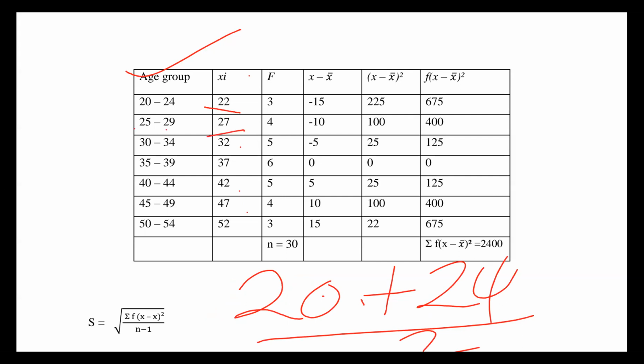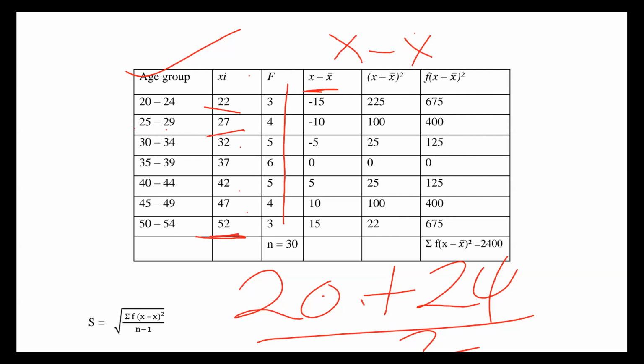And lastly, 50 plus 54 divided by 2, it will give you what? 52. Those are the X variables. So once you find your X variables, the frequencies are always given. You have these frequencies, okay? So what you do now to find the deviation, these are deviation now, X minus X bar.